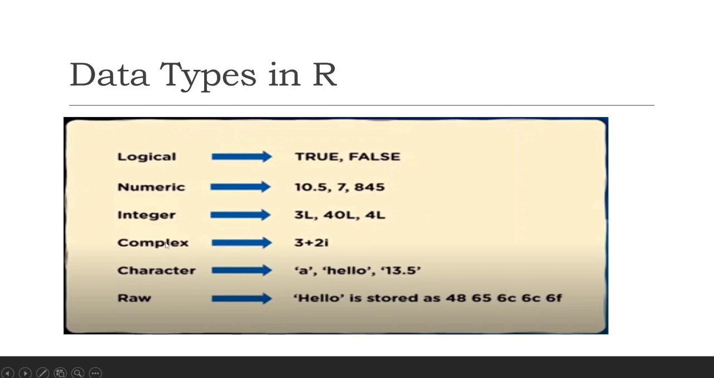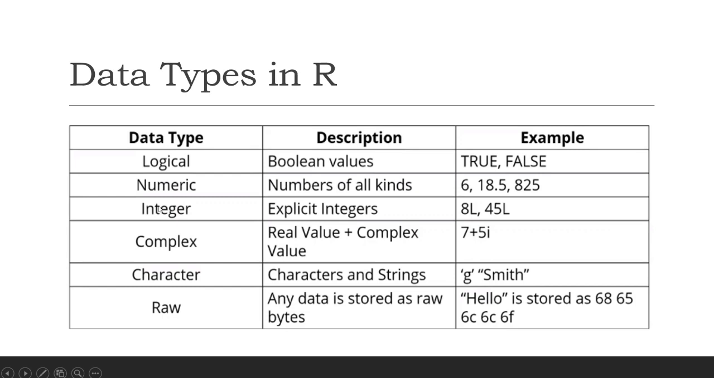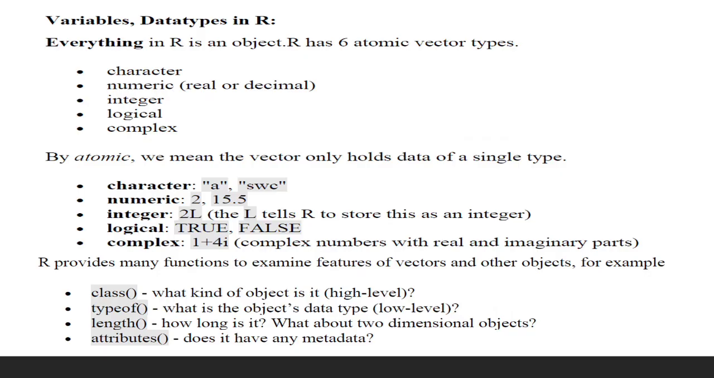Complex is another one. This is the way we can assign a complex number to a variable, and then the character and the raw. So these top 5 are the main data types available in R. This is another slide, the same thing.